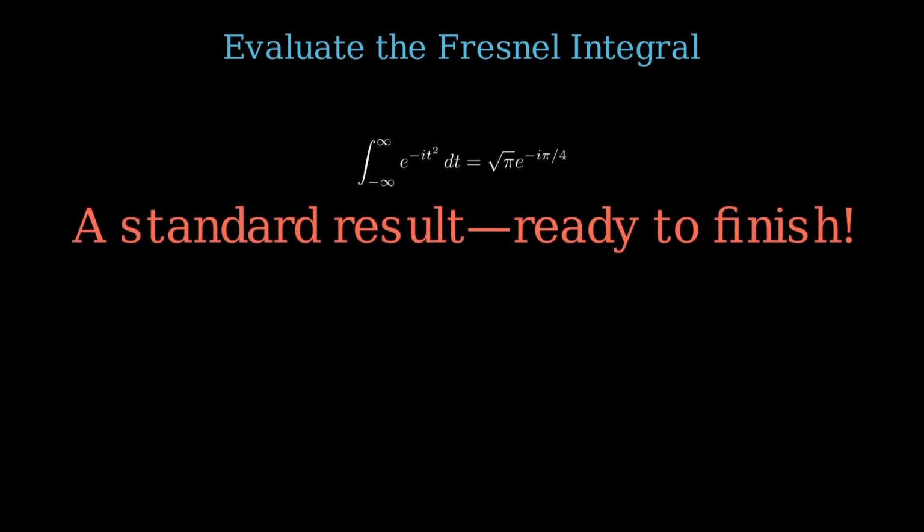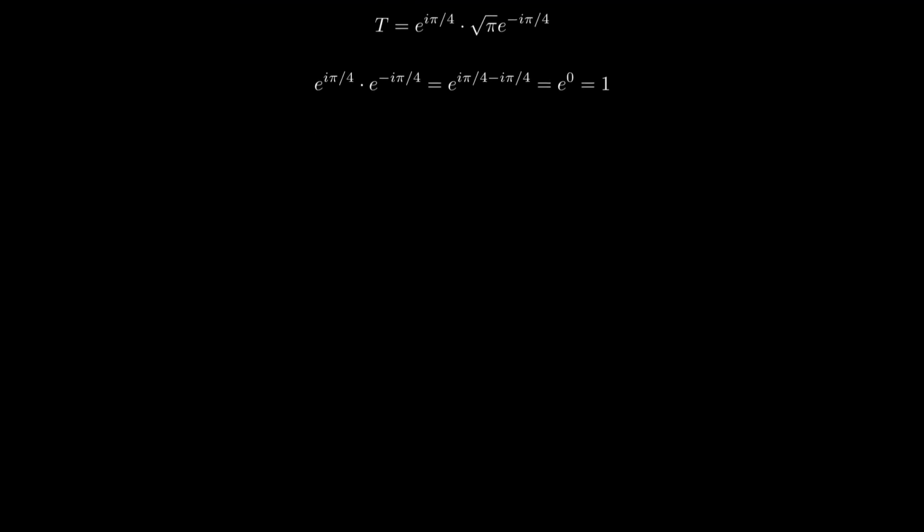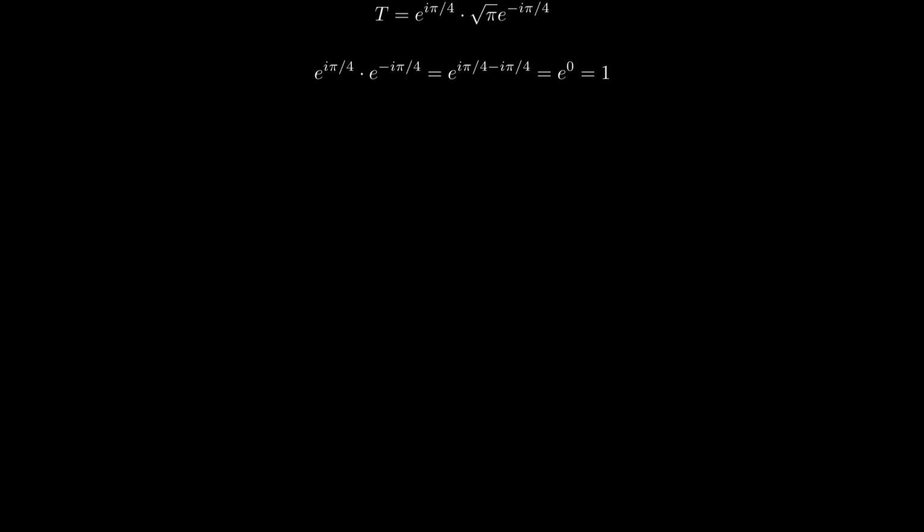That integral, e to the negative i t squared from negative infinity to infinity, is called a Fresnel integral, and luckily we know its value. It equals root pi times e to the negative i pi over 4. This is a standard result in complex analysis, and it's going to help us wrap this up. Let's plug in our Fresnel integral. We have t equals e to the i pi over 4 times root pi times e to the negative i pi over 4. Notice that e to the i pi over 4 times e to the negative i pi over 4 is e to the power i pi over 4 minus i pi over 4, which is e to the 0 or 1. So we're left with t equals root pi times 1, which is just root pi.